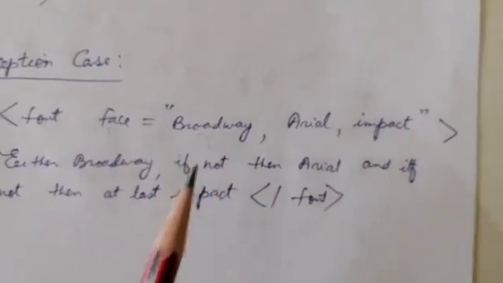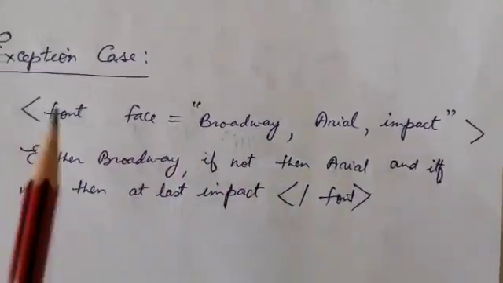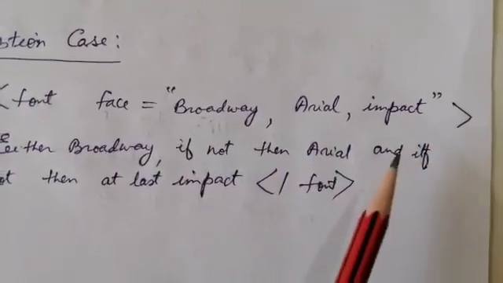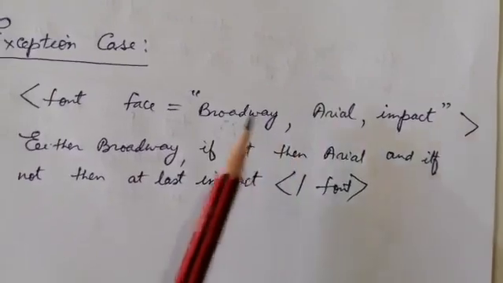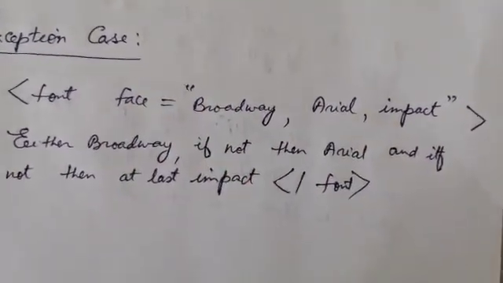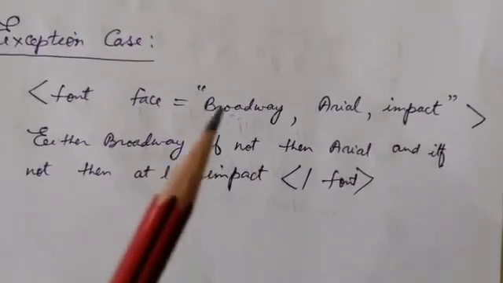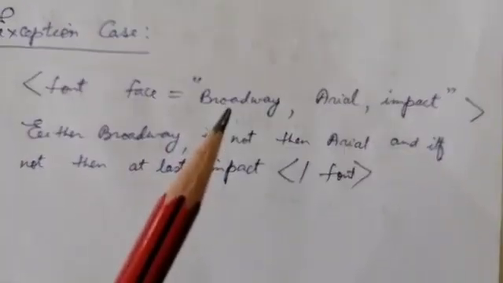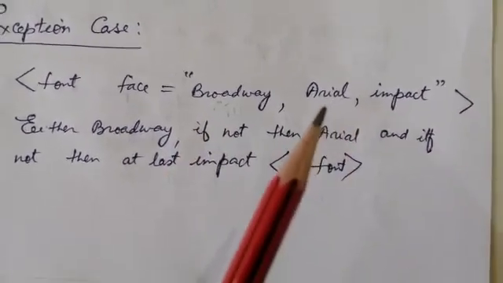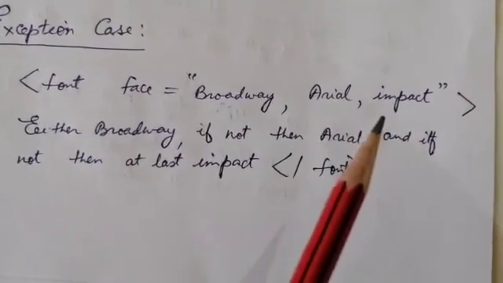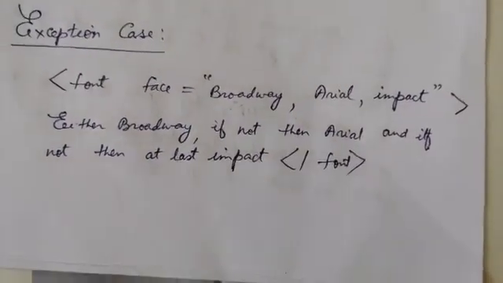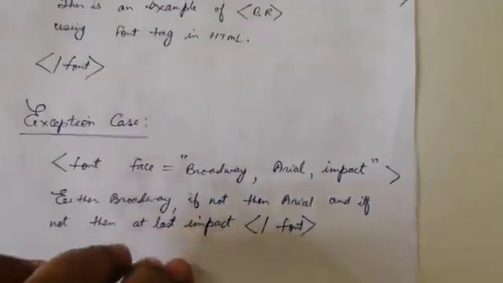So in your exams it may be asked: one line of code will be given, font face is equal to Broadway, comma, Arial, comma, Impact, double quote end, angular bracket end, and then it will be asked what is the meaning of this whole code. Then you just write down what is the meaning of it. We are saying that first show it in Broadway. If Broadway is there in the server, then no problem. If it is not there, then show it in Arial or in Impact, right? So this is the font tag.